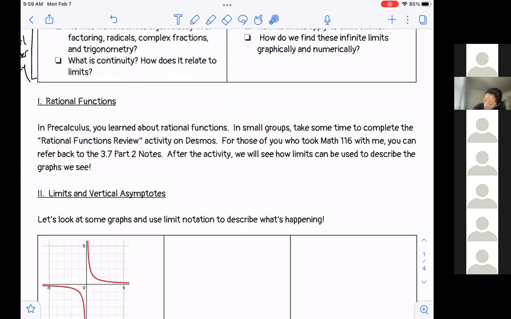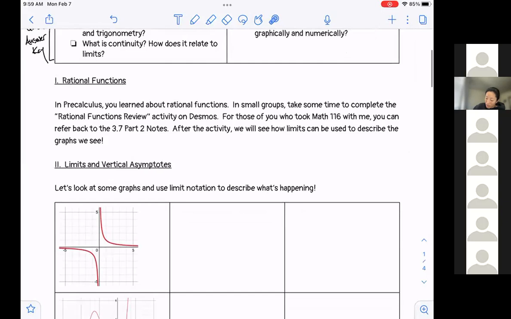Now, if you happen to have taken Math 116 with me, you can go back to the 3.7 part 2 notes, and that will probably be a good refresher on what we're about to talk about. Now let's jump into this activity together. After that, we're going to tie it all into limits. So we're going back to some old content, and then we're going to come back and look at how it relates to the limits that we've been looking at.